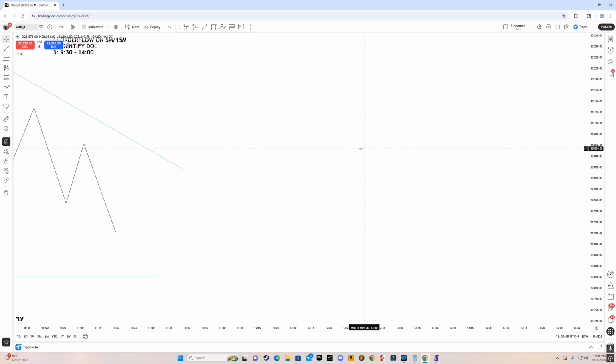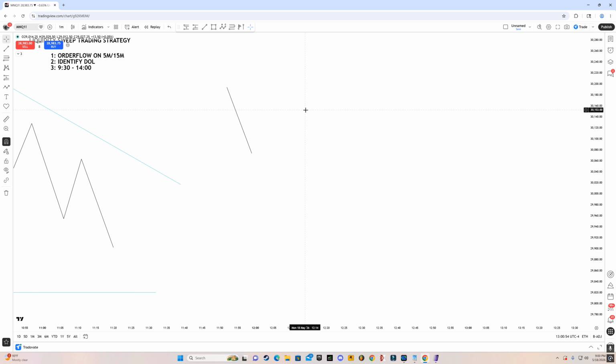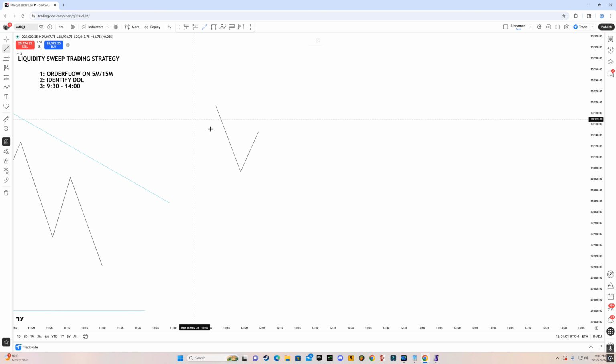So let me show you the entry model, what we need. If we are in a bearish order flow, we need to see price first pushing down like this and then getting a pullback, okay? Once we have a pullback, we have a range low. So this is range low, okay? So let me just do that, range low down there.